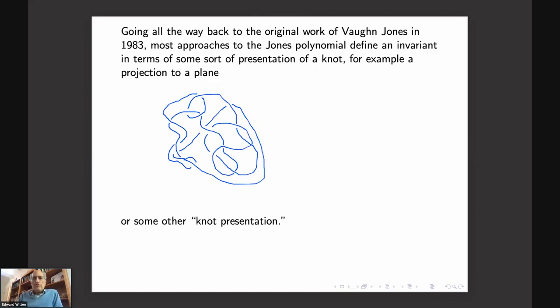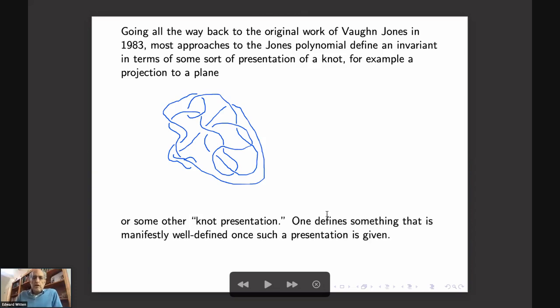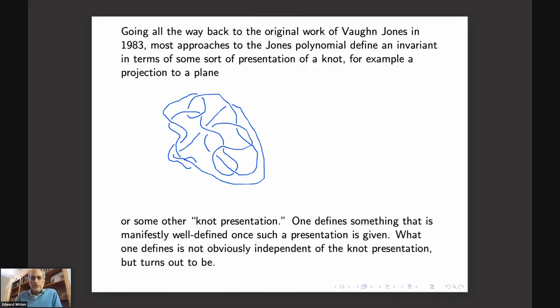So going all the way back to Vaughan Jones's original work, most approaches to the Jones polynomial define an invariant in terms of some presentation of a knot. For example, you consider a projection to a plane, like I've actually drawn because it's hard to draw a knot without depicting it with a projection to the plane, or some other knot presentation. Then you define something that's manifestly well-defined when you're given a presentation. And the magic is to show that the choice of the presentation didn't matter. That's never obvious, and that's where the magic is. And there always is some magic.